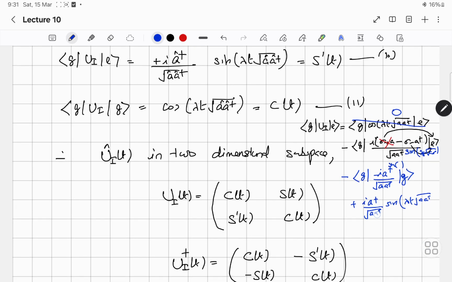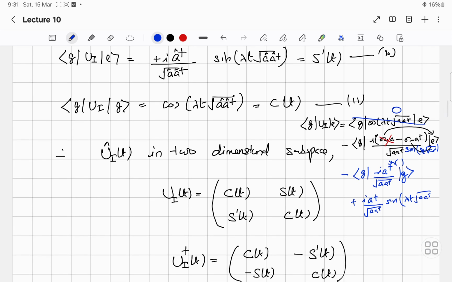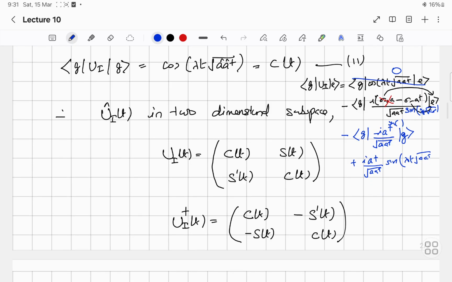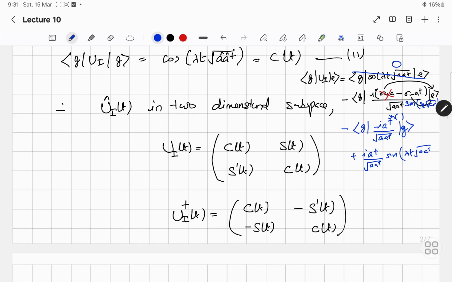Okay, so UI of t is a matrix in a two-dimensional subspace, and UI of t I can write as there are four elements: c of t, s of t, s dash of t, and c of t.